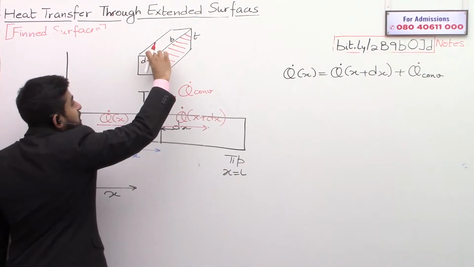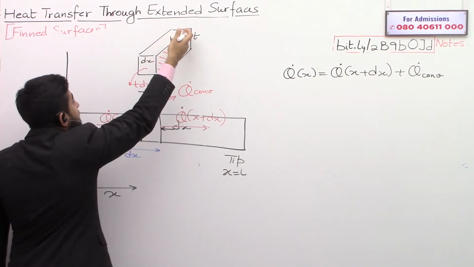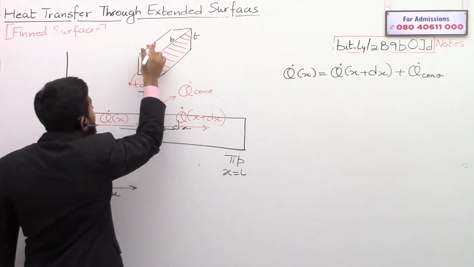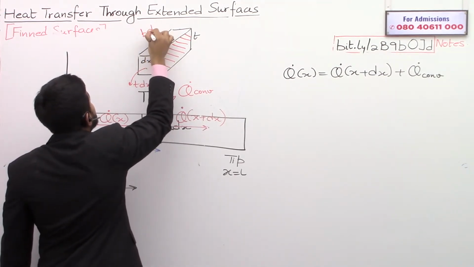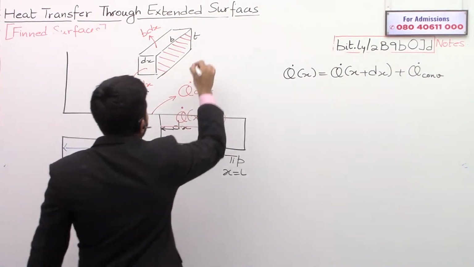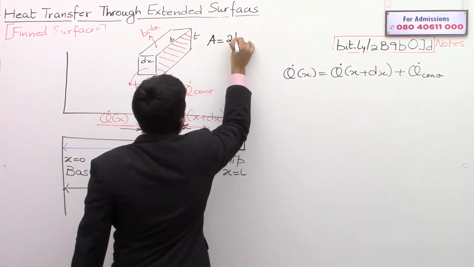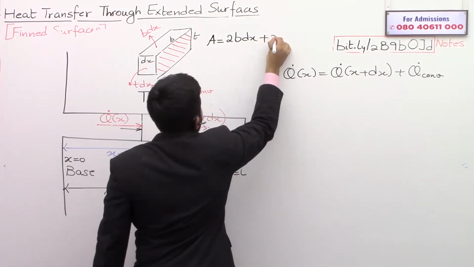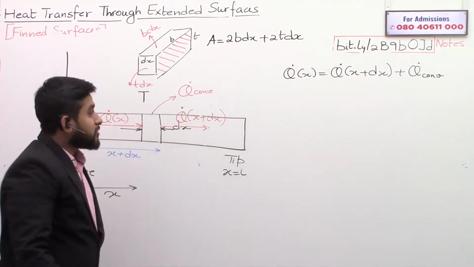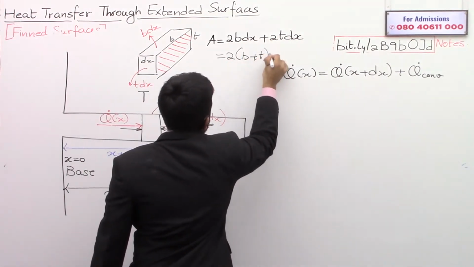So check, this is T, this is dx. So this front area will be T dx. Similarly, back area will be T dx. If you talk of top, this is B, this is dx, so this top area will be B dx. Similarly, bottom area will be B dx. So what is the total peripheral area? Total peripheral area is top plus bottom, that is twice B dx, plus front plus back, that is twice T dx. So this becomes twice of B plus T into dx.